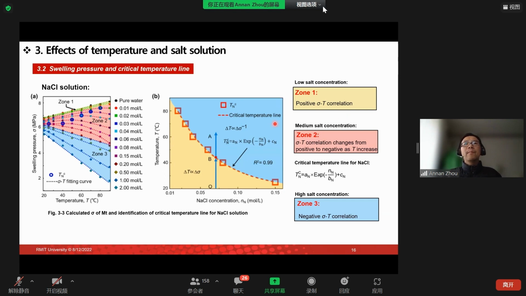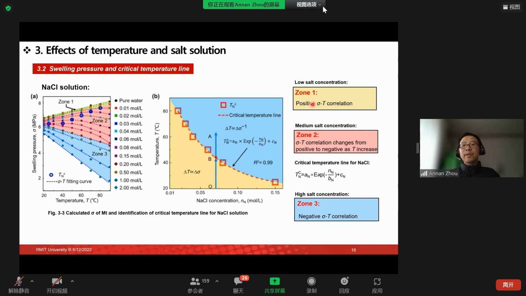We use the MD model to simulate the variation of swelling pressure of montmorillonite over a wide range of temperatures and salt concentrations. The results for the sodium chloride sample are shown here. As the salt concentration increases, the relationship between the swelling pressure and the temperature clearly changes from positive to negative. So here we divide the swelling pressure temperature plot into three correlation zones.